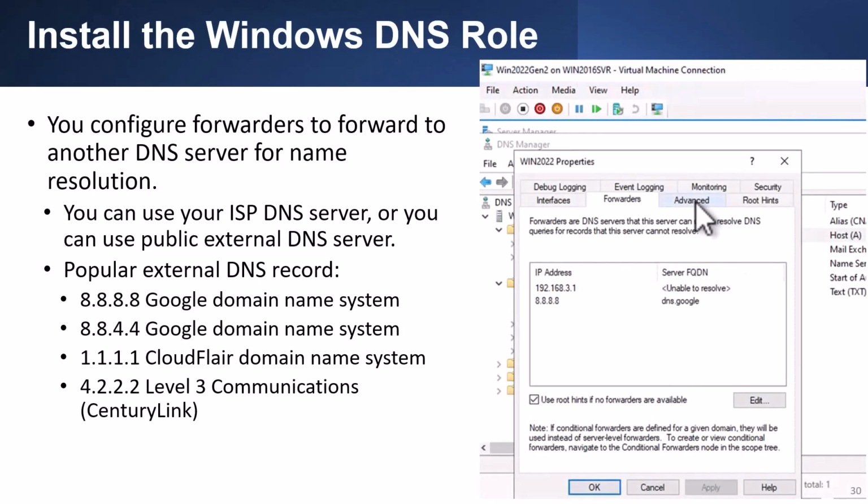You configure forwarders to forward to another DNS server for name resolution. You can use your ISP DNS server or you can use a public external DNS server. Popular external DNS servers include the following. 8.8.8.8 and 8.8.4.4 are Google Domain Name System servers. 1.1.1.1 is Cloudflare Domain Name System, and 4.2.2.2 is Level 3 Communications, which is run by CenturyLink.